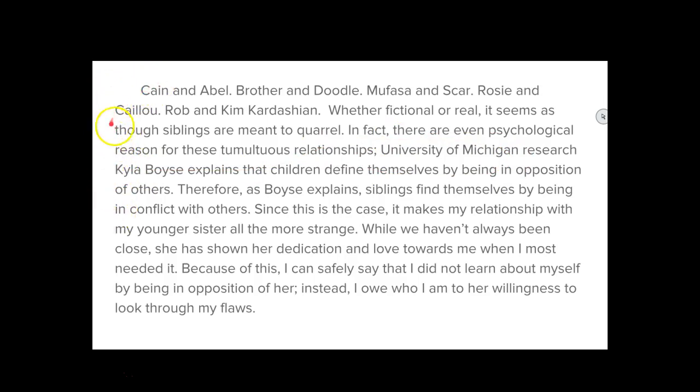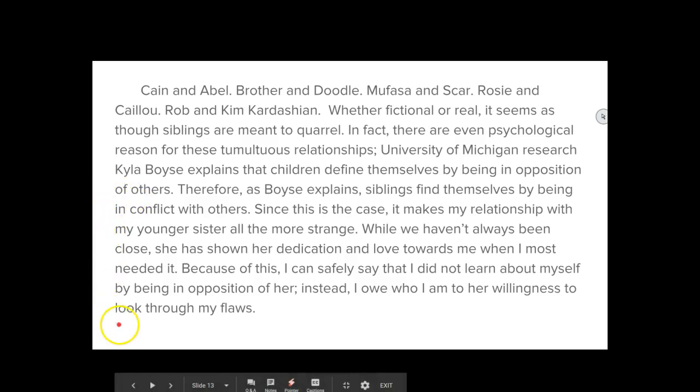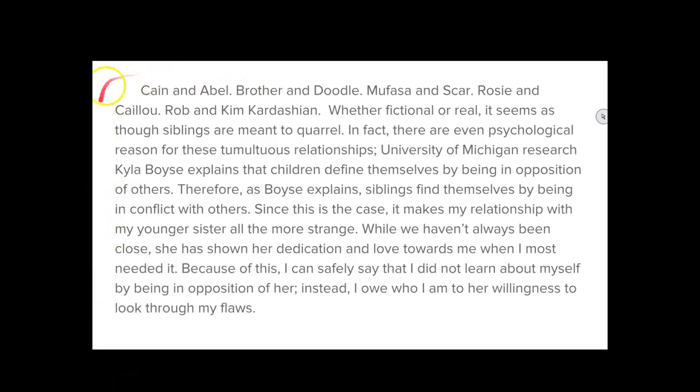Look at all of these siblings, they don't get along. Even research says that siblings don't get along, and there's a psychological reason for that. However, that's what makes my relationship with my sister all the more strange. And so, I've caught your attention by listing all of these relationships, all of these siblings, and you might not realize, geez, that's what this paper's doing.